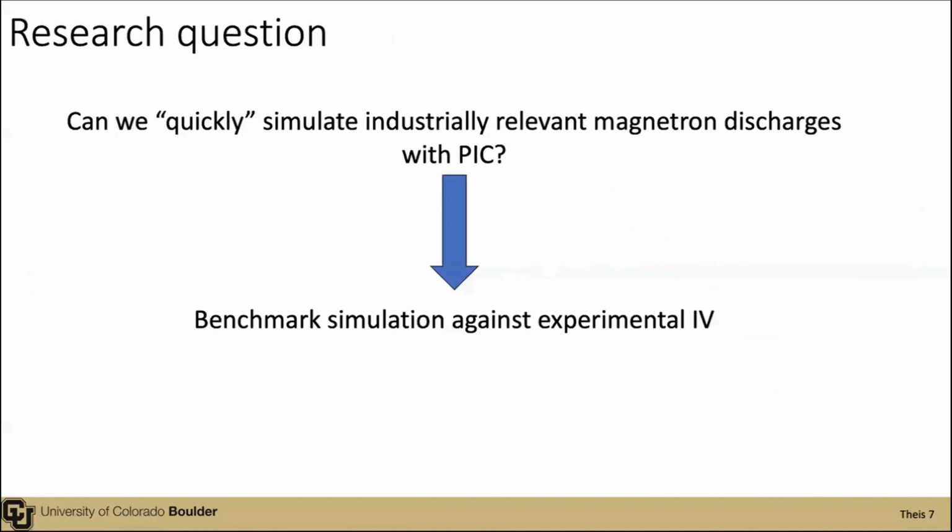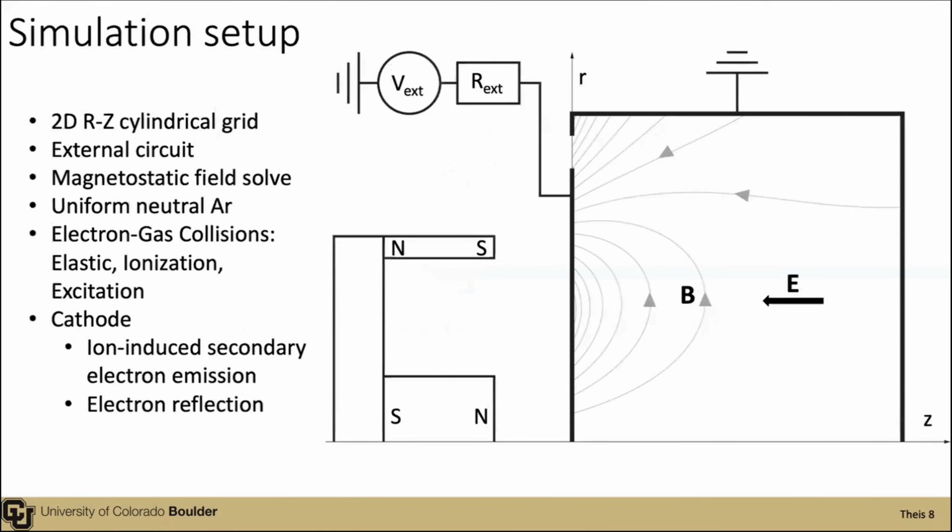And so that leads me to my research question, which is, can we quickly simulate industrially relevant magnetron discharges with PIC? And how I propose to answer this is by benchmarking our PIC simulation against an experimental IV curve. It will address the question on the top, because if we can accurately benchmark that, the question is affirmative, yes, it'll also help us identify some relevant physics in the problem. We want to explore other regimes as well. And so that is the project I've currently been working on.